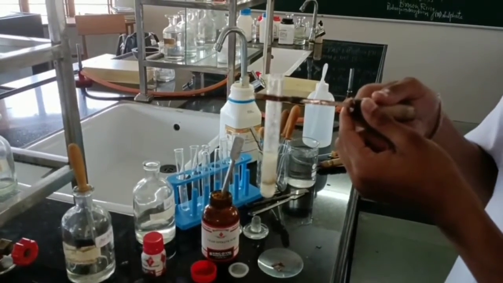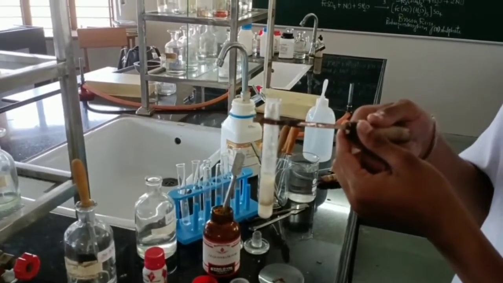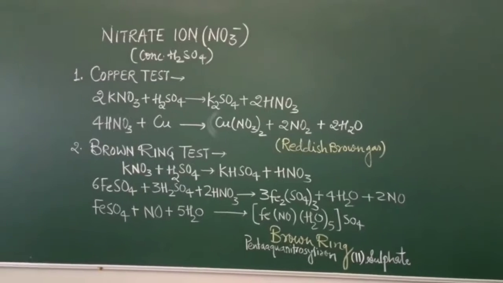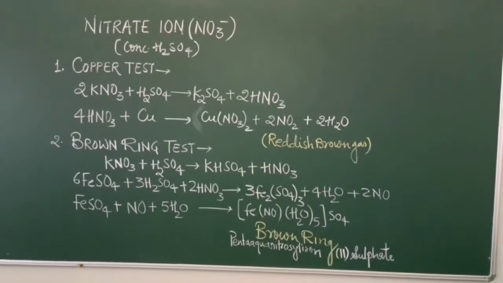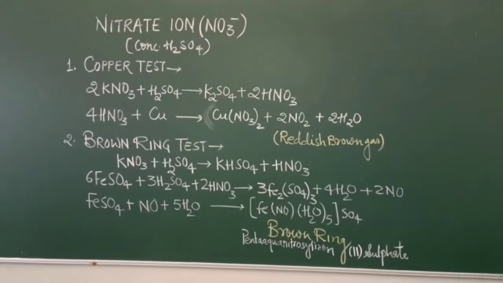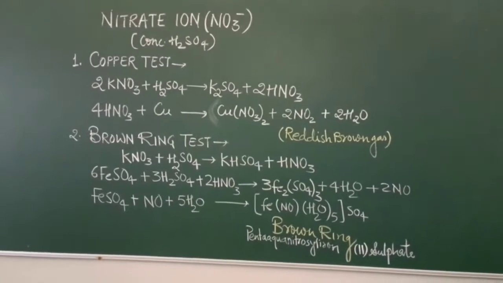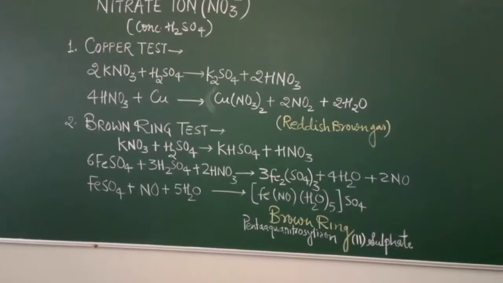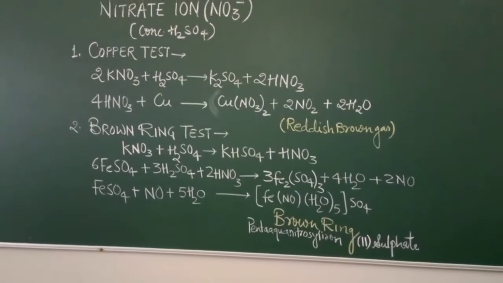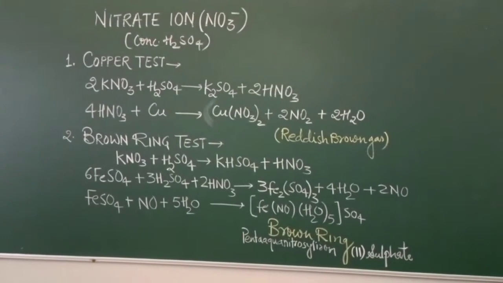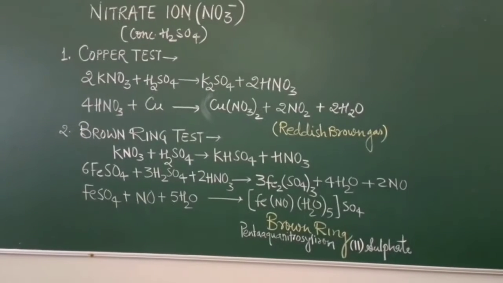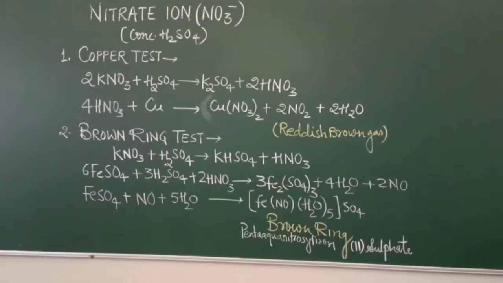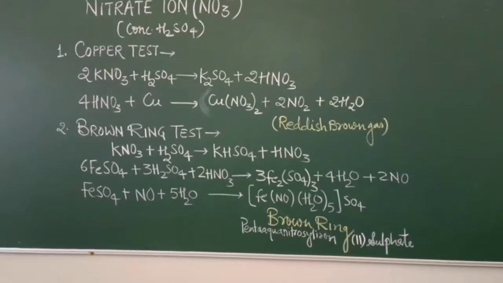So let us talk about the chemical reactions involved in the confirmatory test. On the screen you can see the chemical reactions involved in the two tests. First was the copper test. In that copper test, the reddish brown gas which was evolving was due to formation of NO2 gas, which you can see from the second reaction from the top on the board. And the blue solution was due to formation of Cu(NO3)2, that is copper nitrate.